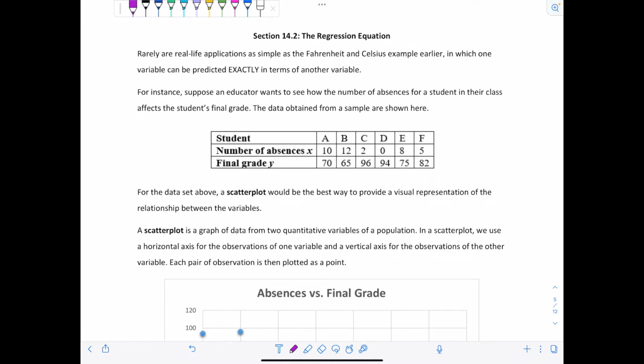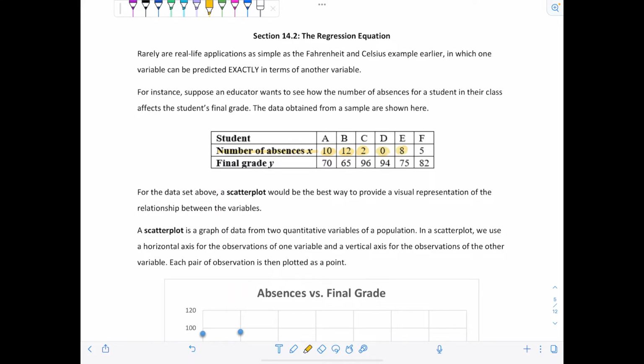So let me give you an example. For instance, suppose an educator wants to see how the number of absences for a student in their class affects the student's final grade. So the data obtained from a sample are shown here. For their privacy, names have been removed for the students. The students are just A, B, C, D, E, F. X, the independent variable, is counting how many times they were absent.